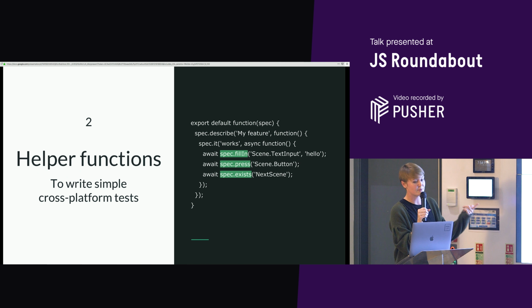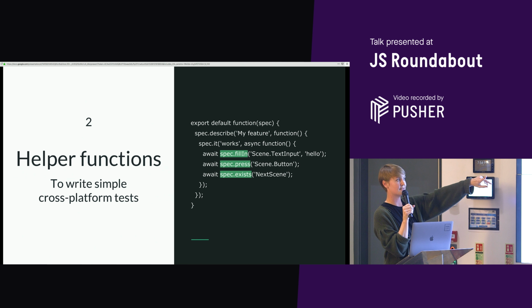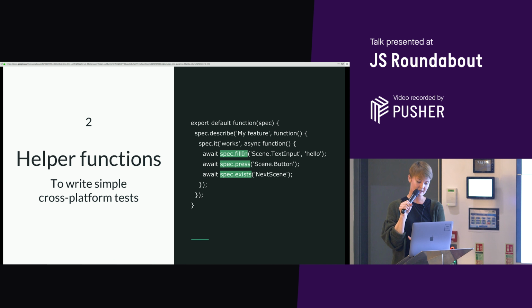So for example, this would be your spec file. You're describing my feature, you're testing that it works by filling in a text input with hello, pressing a scene button, and expecting some kind of next scene to exist. So there are all the references that we've previously hooked up our components with. It's actually quite simple to also create your own helper functions if you needed them. So if you needed a swipe or something, Cavy allows you to create those yourselves, as custom functions.